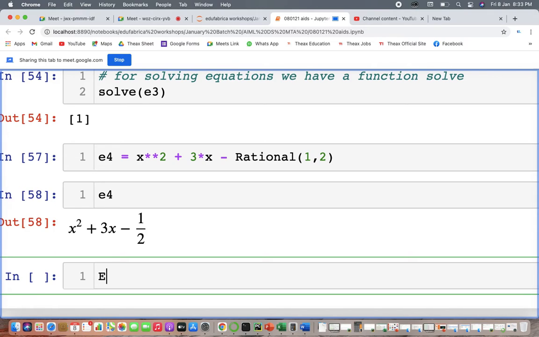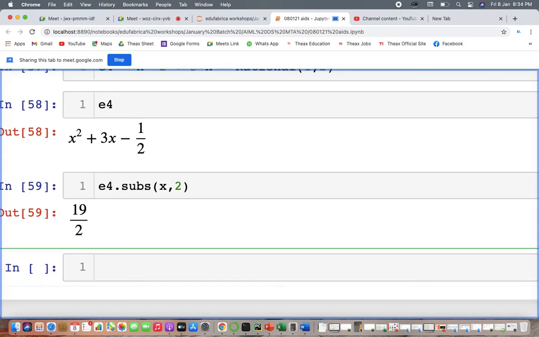So how are we going to write that? E4 value when substituted by 2 in the x. So E4 will be the values we are using, right? You can just say E4 dot substitute the value of x using 2. The answer would be 19 by 2.